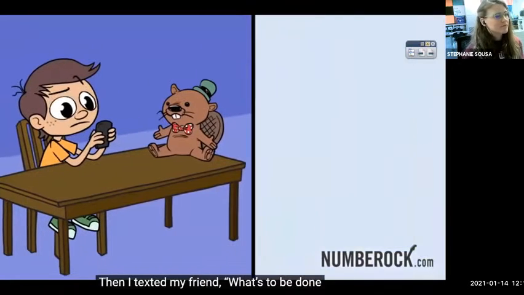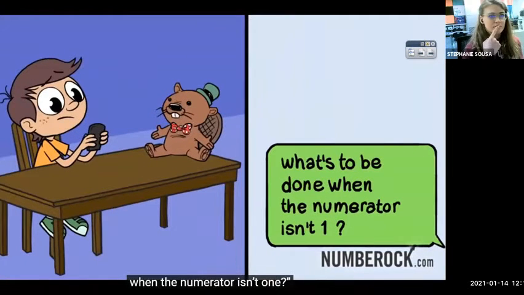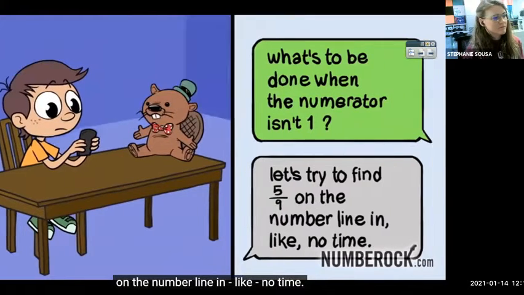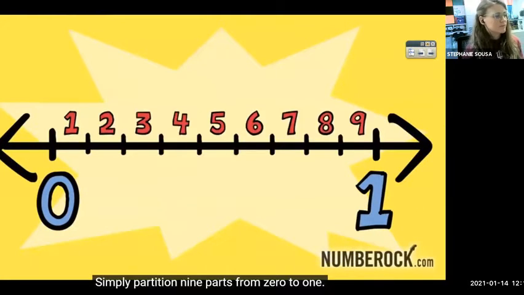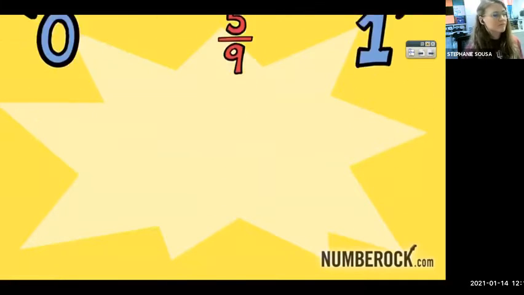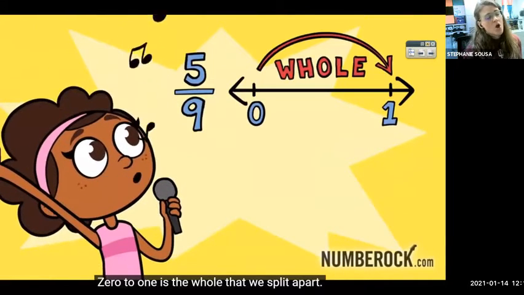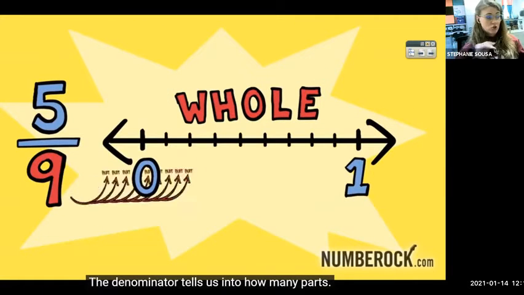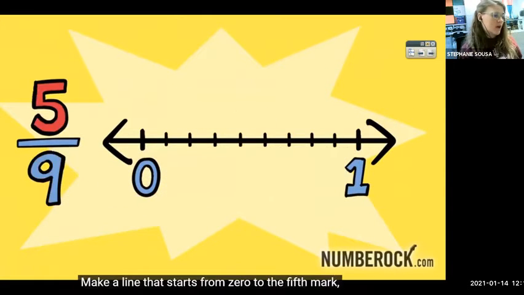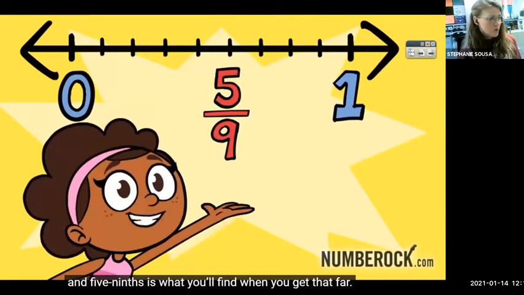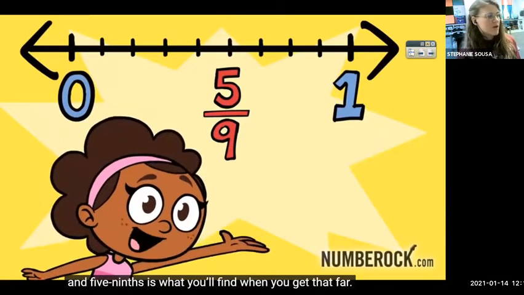Then I texted my friend, what's to be done when the numerator isn't 1? She said, let's try to find 5 over 9 on the number line in like no time. Simply partition 9 parts from 0 to 1. Starting from 0, count 5, and at 5 9ths we arrive. 0 to 1 is the whole that we split apart. The denominator tells us into how many parts. Make a line that starts from 0 to the 5th mark. And 5 ninths is what you'll find when you get that far.